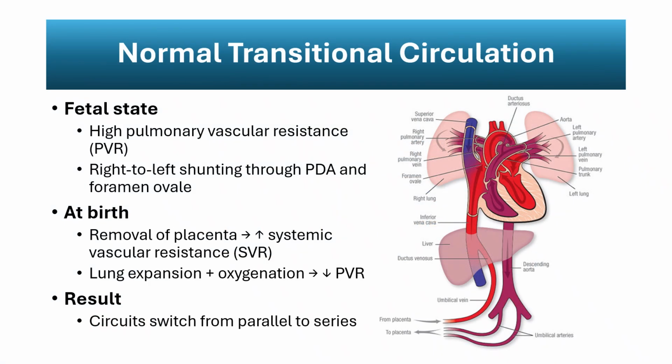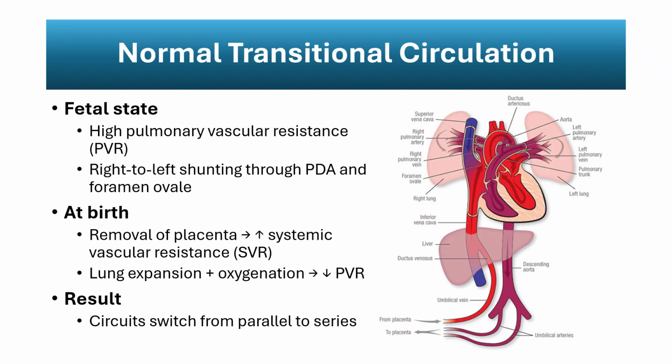In the fetal circulation, pulmonary vascular resistance is high and blood flow through the lungs is minimal. Most right ventricular output is shunted away from the pulmonary circulation via the ductus arteriosus and the foramen ovale, maintaining a parallel circuit between the systemic and pulmonary circulations.